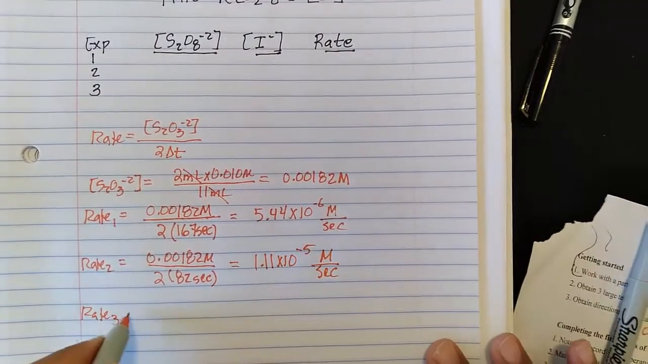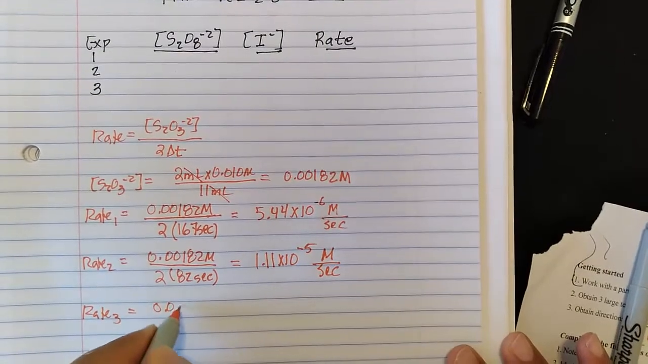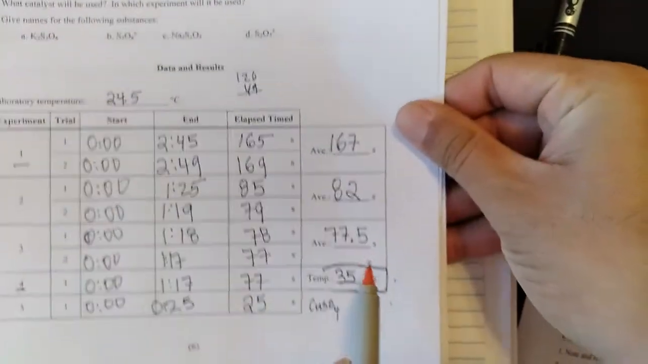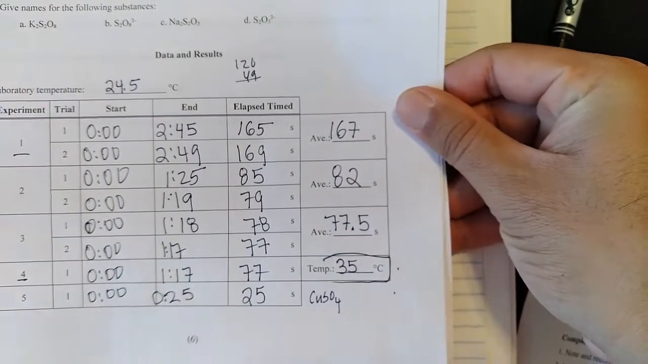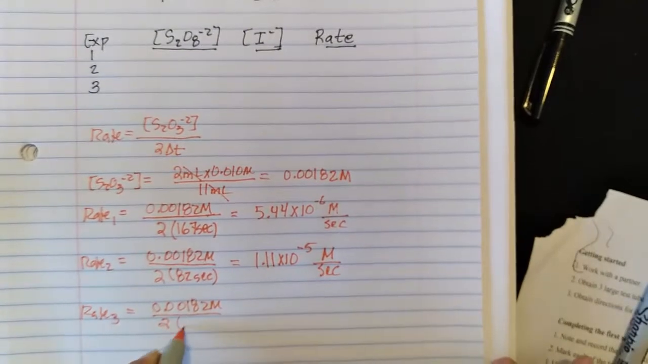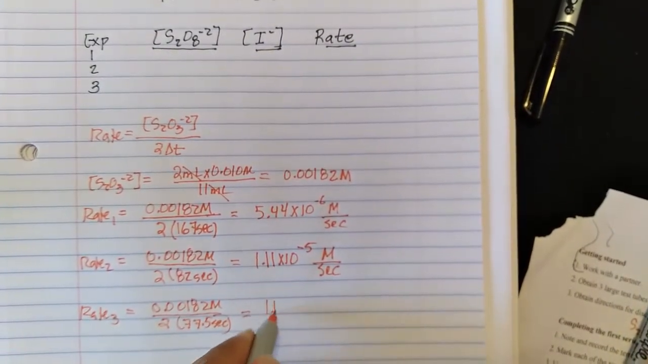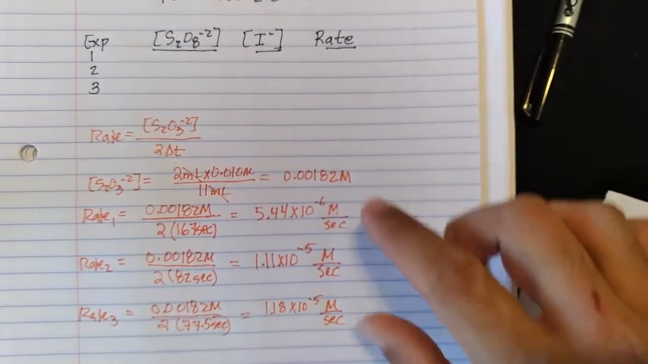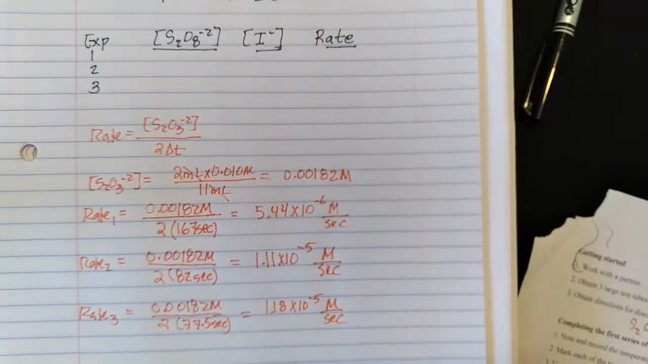The concentration of this is the same for all 3 because it's 2 mils and the bottle concentration is 0.010. And for rate 3, our average time for the color change was 77.5 seconds. So 2 times 77.5 seconds, about 1.18 times 10 to the minus 5 molar per second. So we have our rates here. So we'll fill that out here. Let's do that really quickly.